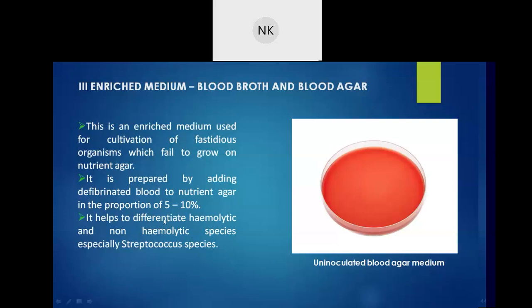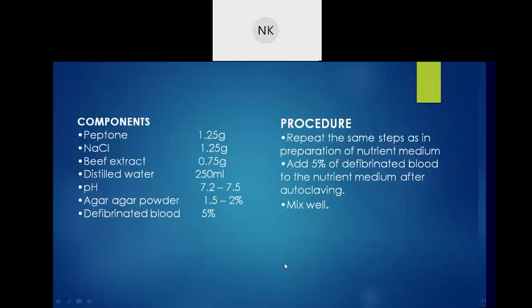Not all organisms growing on blood agar medium are able to hemolyze. Some are able to hemolyze, some will partially break or lyse the RBC cells, and some do not lyse the RBC cells. So it helps to differentiate between hemolytic and non-hemolytic species. One of the examples is Streptococcus species.